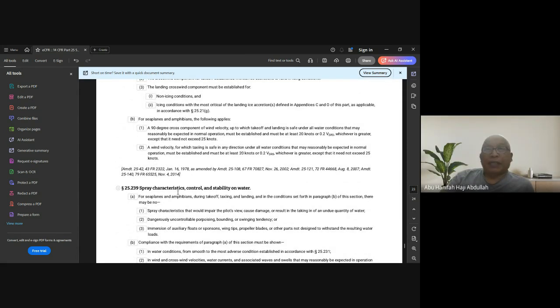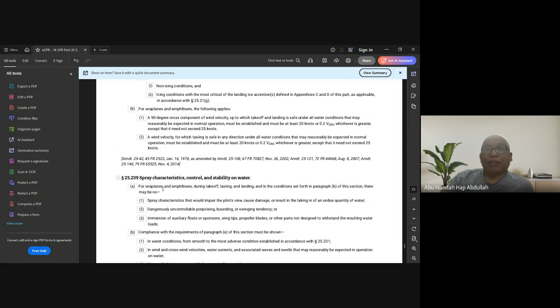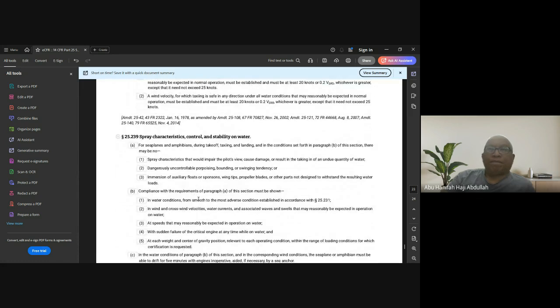Spray characteristic. Okay, this is for a seaplane or amphibian during takeoff, taxi, and landing in the conditions set for. There may be no spray characteristic that will impair the pilot's view or cause damage. You cannot impair the pilot's view, and you cannot get water ingested into the engine. So that is a basic spray characteristic, control and stability on water.